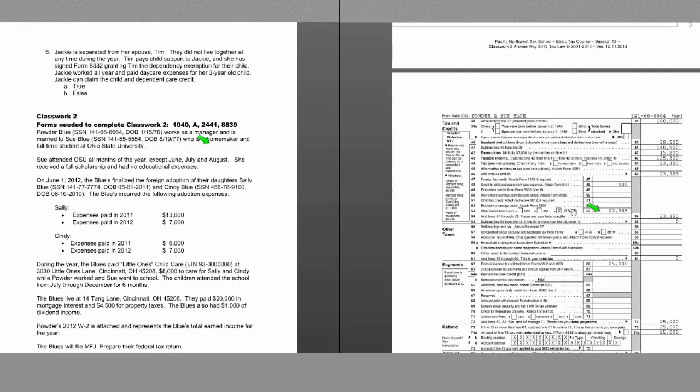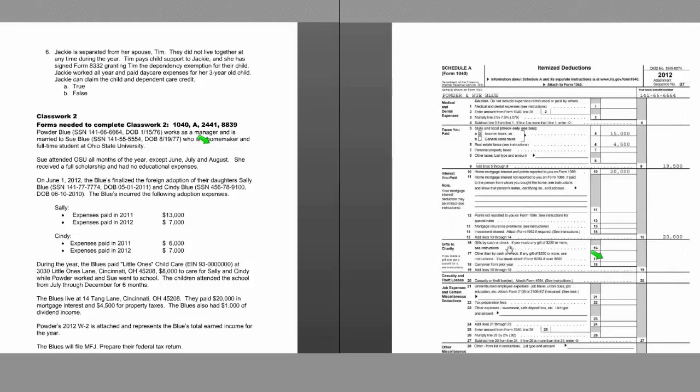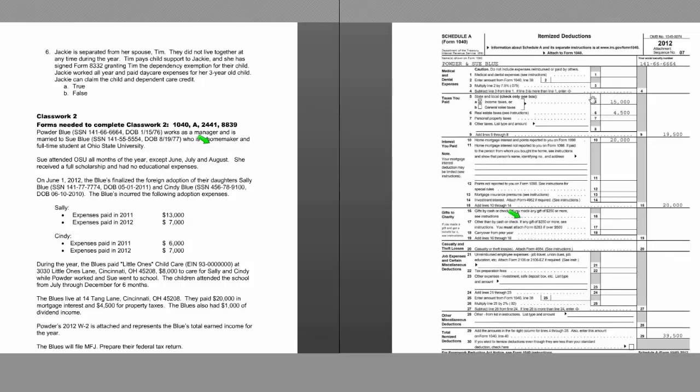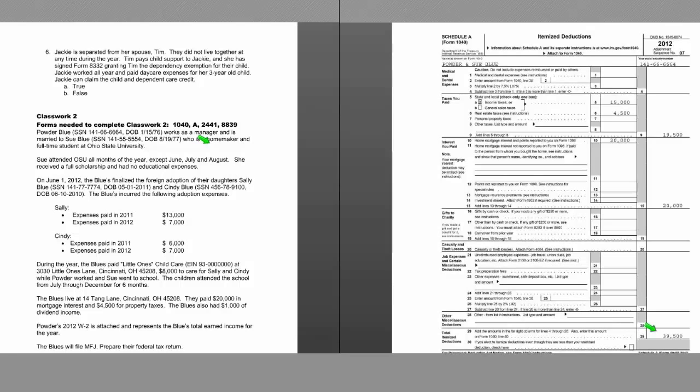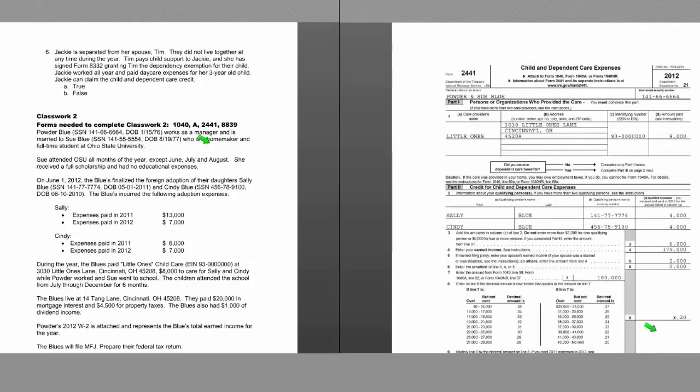And you will note that the total credits claimed on line 54 cannot be more than their tax. The net tax on line 55 is zero, and their $25,000 of withholding will be refunded to them in full. Here is the Schedule A for the Blues, and we can see $15,000 of income tax withheld on Powder's W-2, $4,500 of real estate tax, $20,000 of mortgage interest, and that's where we got the $39,500 of itemized deductions.